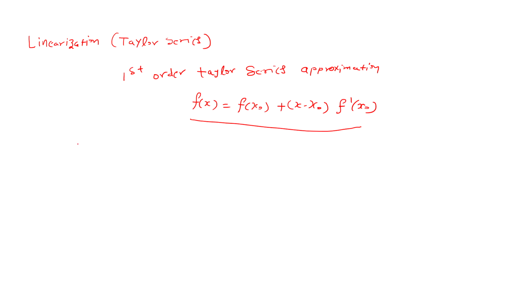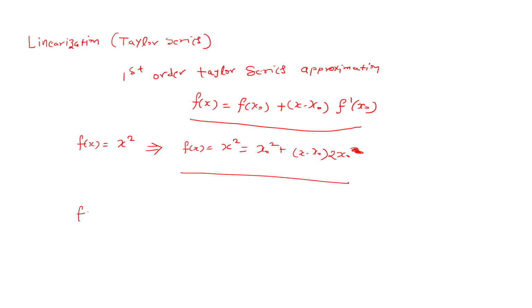Suppose I have a function f of x is equal to x square. How do we write the linearized form of this function? f of x, which is x square, becomes f of x naught, that is x naught square, plus x minus x naught times the derivative, which will be 2 times x naught. So this is the linearized form of this function f of x.